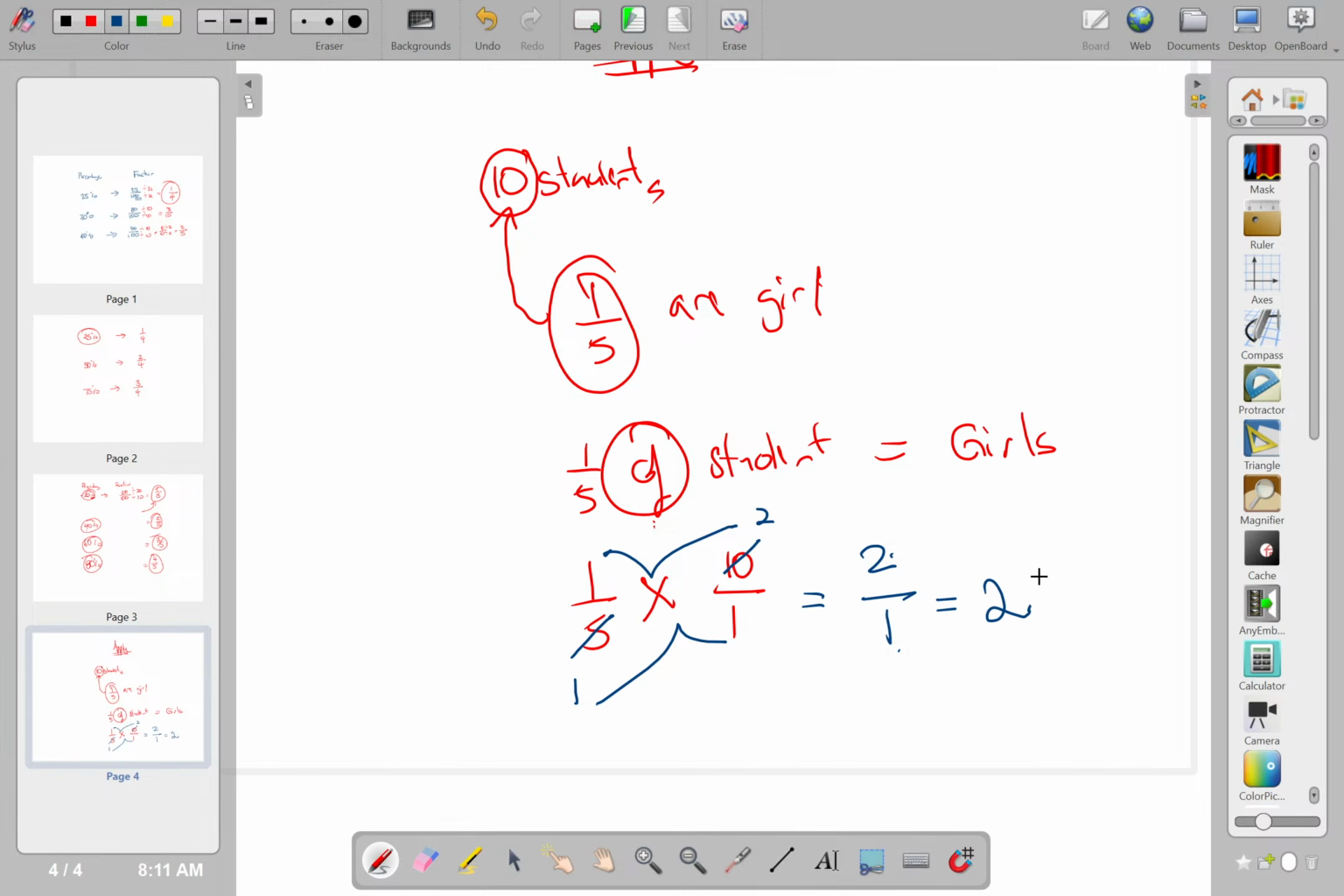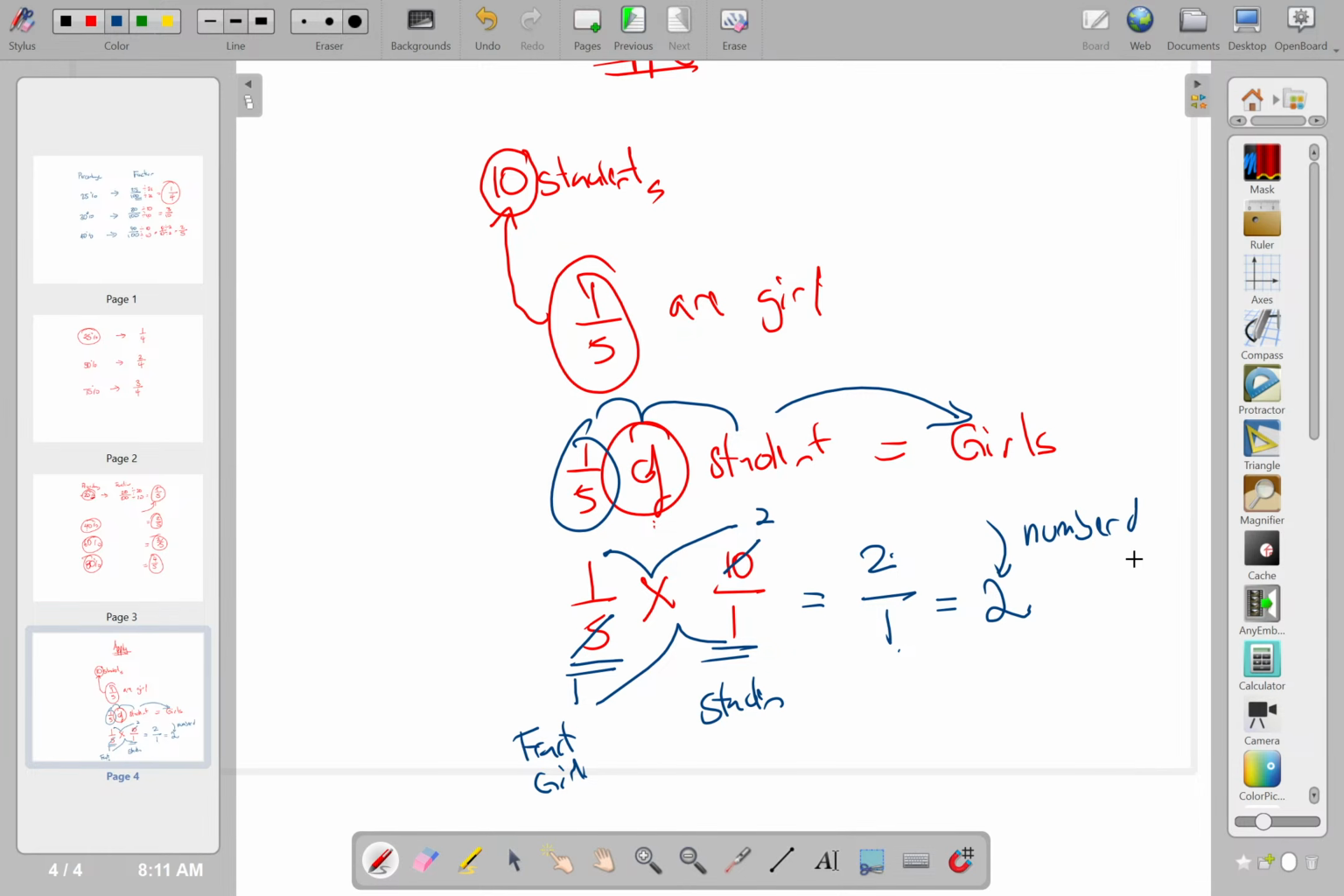Now, students don't even realize what this is. So 1/5 of the students represents girls. So when you do the 1/5 and you apply it to the students, this is students, and this is the fraction that represents girls, yeah? That's giving you now the number of girls. Make sure that everybody kind of follows that.